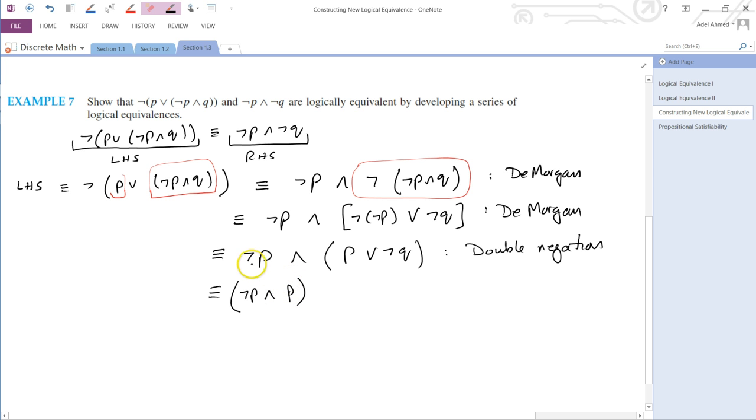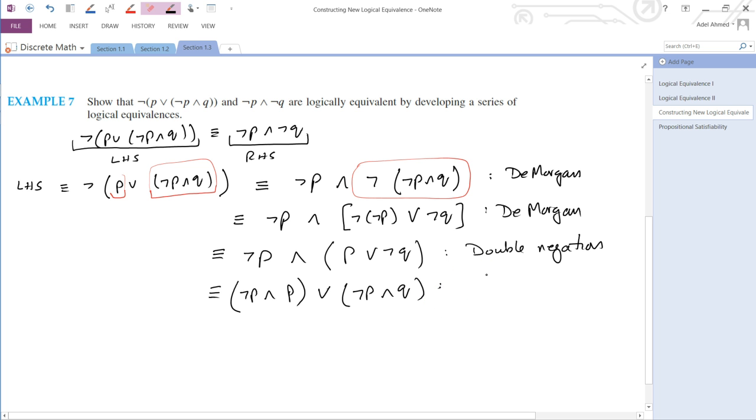Okay, so we end up with not P and P, or, because we're using the distributive law, we end up with not P and Q. So which law did we use over here? We used the distributive law, and specifically the second distributive law.